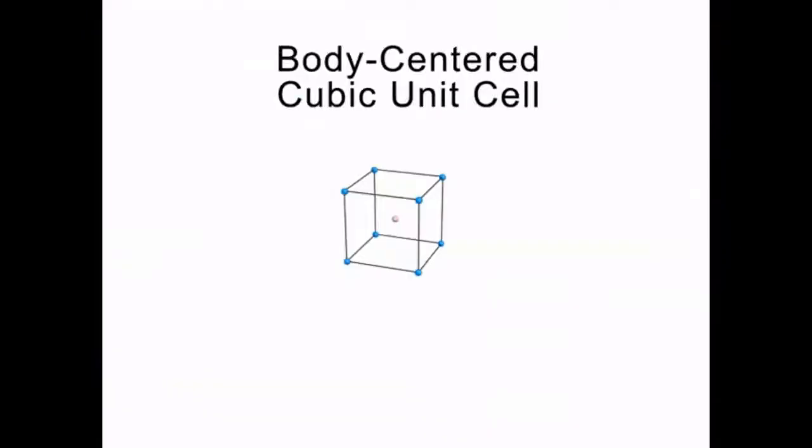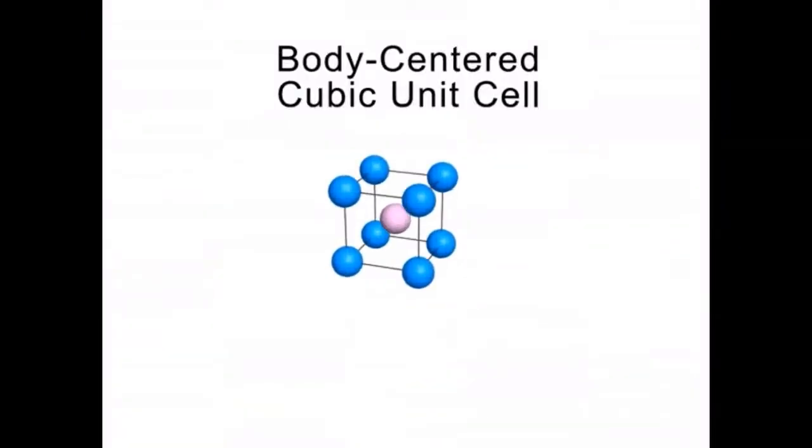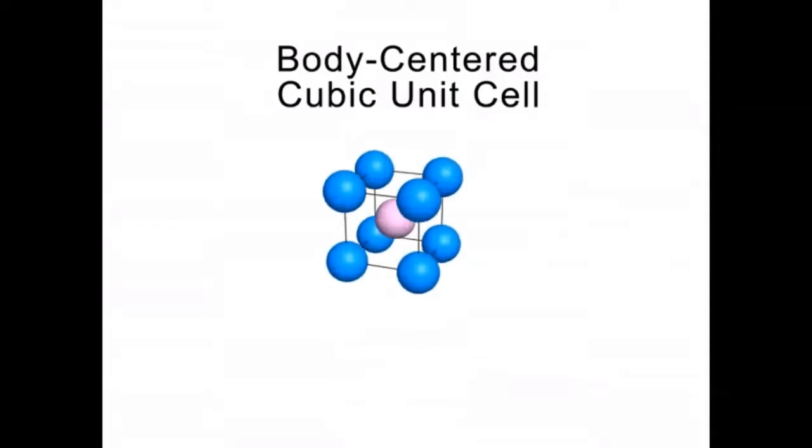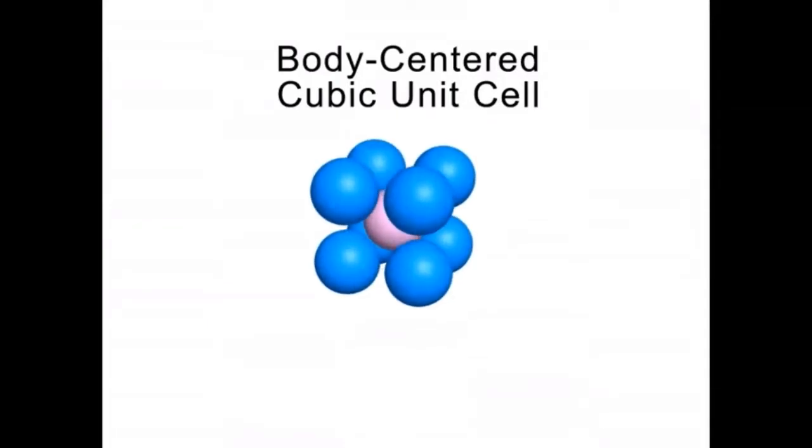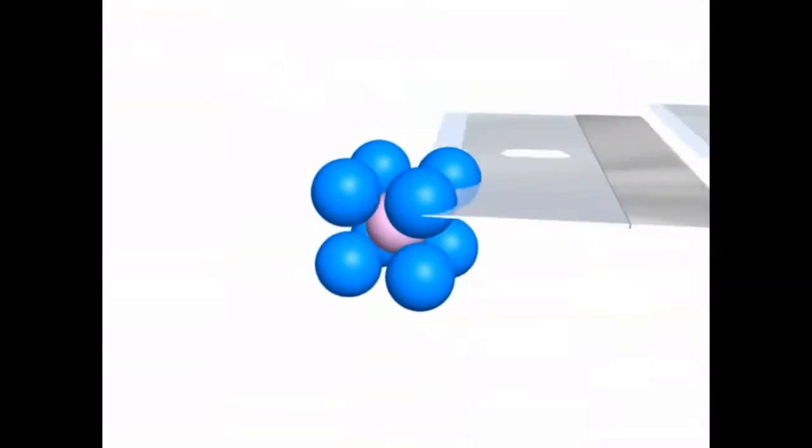The body-centered cubic unit cell has a particle at each corner and one in the center, which is colored pink to make it easier to see. With full-size spheres, you can see that the particles don't touch along the edges of the cube, but each corner particle does touch the one in the center. The actual unit cell consists of portions of the corner particles and the whole one in the center.